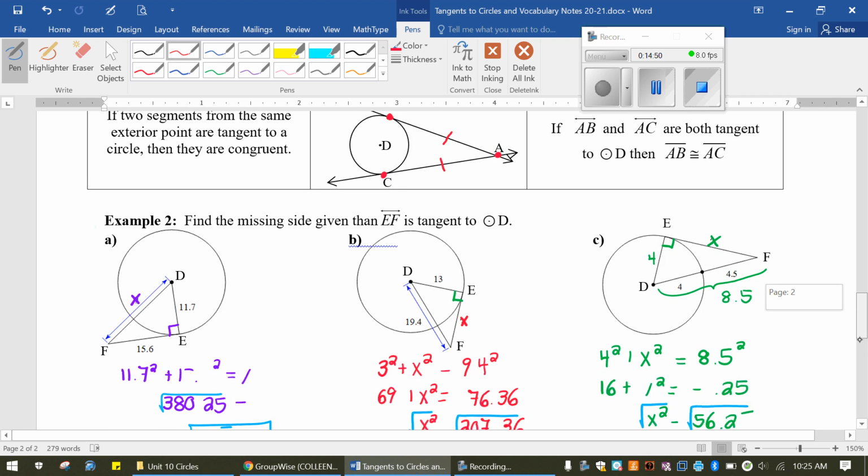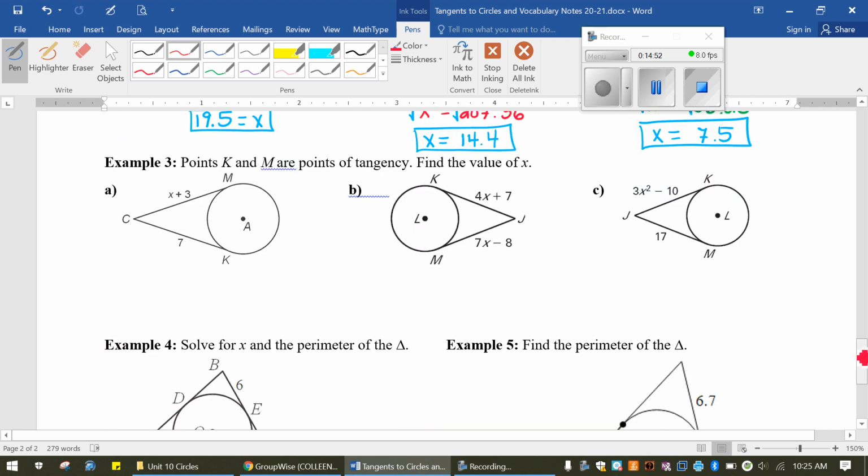I'll show you what this looks like. On number 3, we're being told that K and M are both points of tangency. Since we are coming from the same point C to that tangent point, and then from C to the other tangent point, it means that these two segments have the same measure. So x plus 3 is 7, subtract 3, and x is 4. Same thing on letter B.